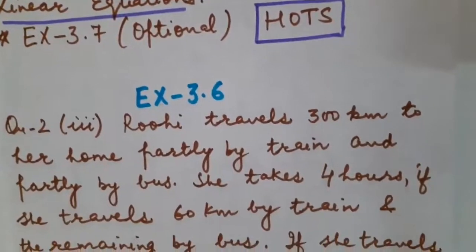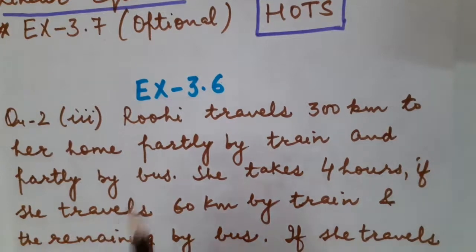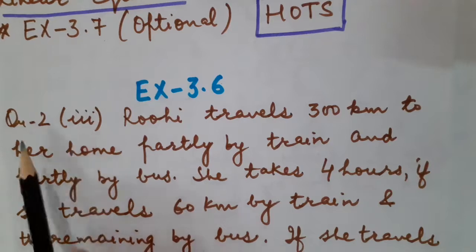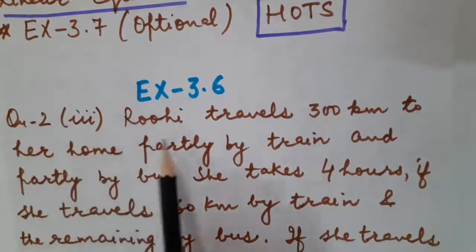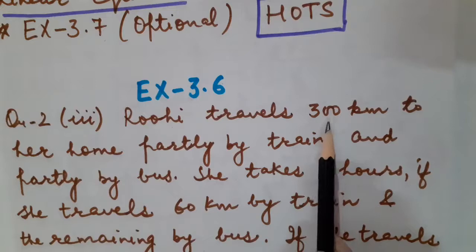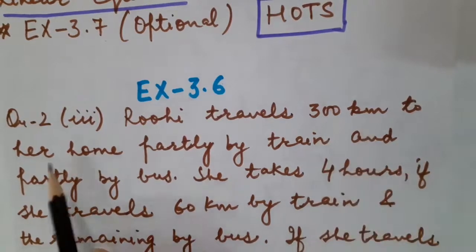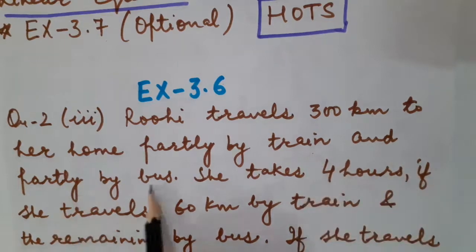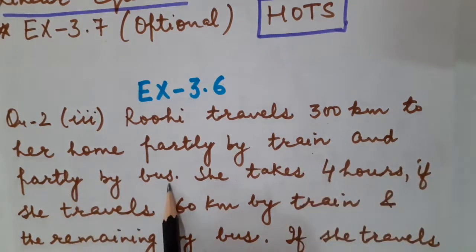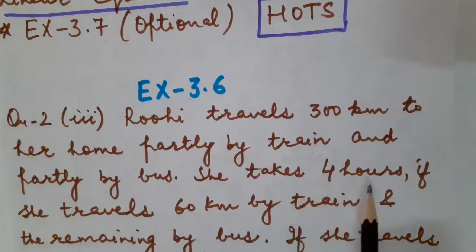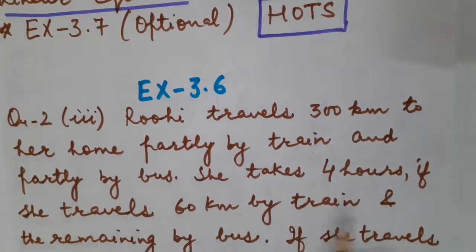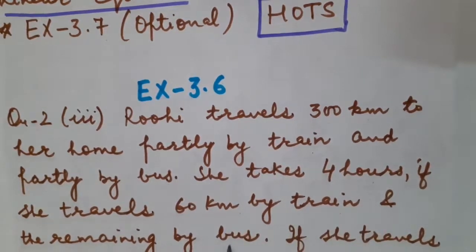This is the last question which is left from exercise 3.6. So I am going to read the question. Please be alert. This is question number 2, third part. Ruhi travels 300 km to her home partly by train and partly by bus. Fine. She takes 4 hours if she travels 60 km by train and the remaining by bus.